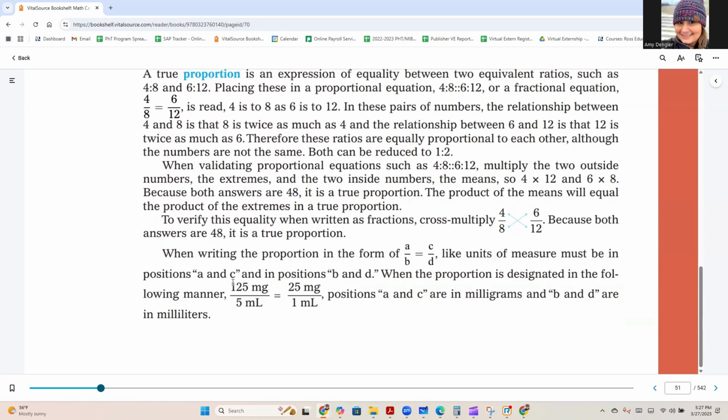But when writing the proportion in the form of A over B is equal to C over D, like units of measure must be in positions A and C and in positions B and D. When the proportion is designated in the following manner, 125 milligrams over 5 ml is equal to 25 milligrams over 1 ml, positions A and C are in milligrams and B and D are in milliliters.